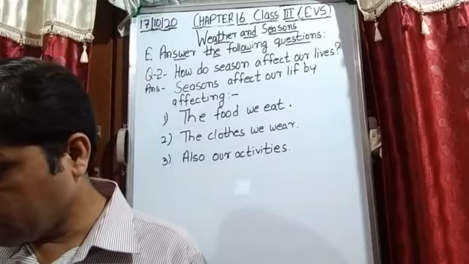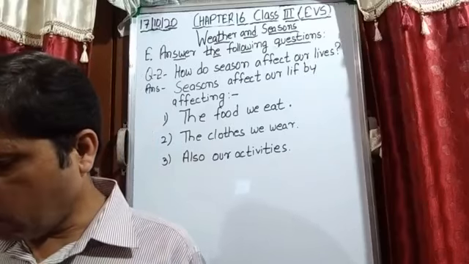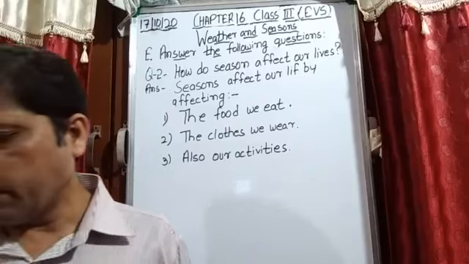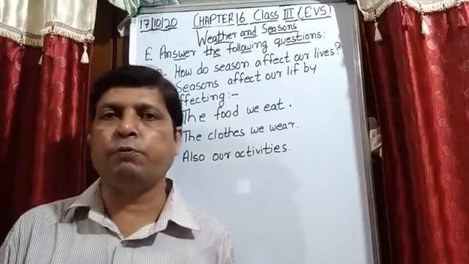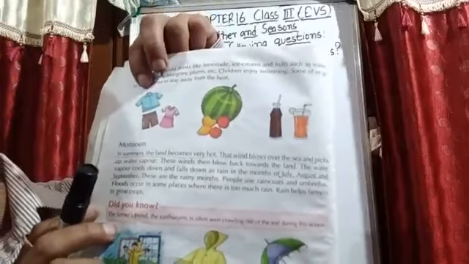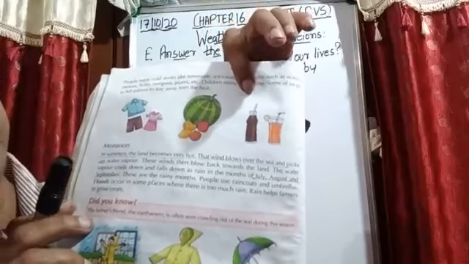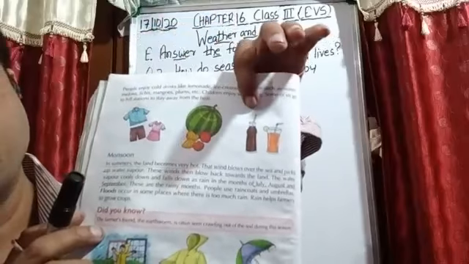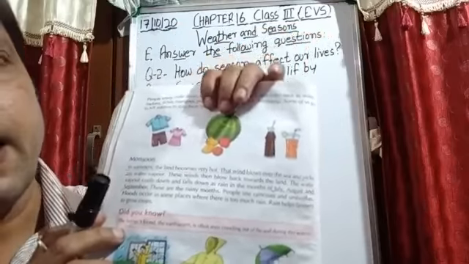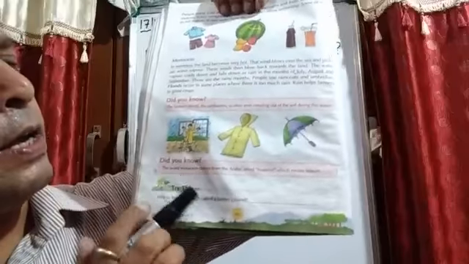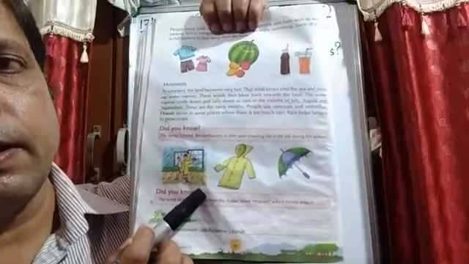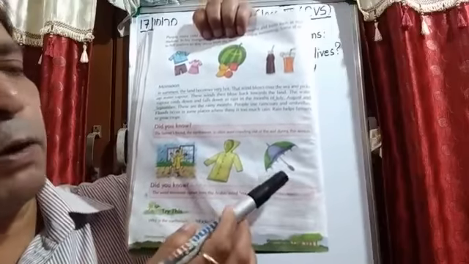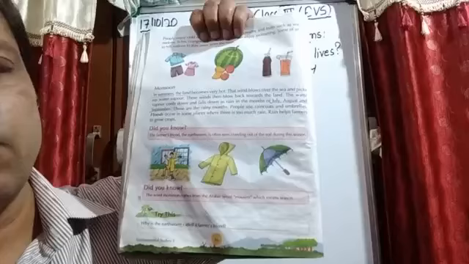Now see students, on page number 86, a picture diagram is given of the clothes, which type of clothes we wear in summer, what type of fruits we eat, and what type of cold drinks we drink in summer season. So students, please draw this diagram in your classwork copy. Okay, and after that, see, there is one more diagram given. This is of a rainy season. So what is the boy wearing at the time of rain, a raincoat, and what we use in rainy season, that is an umbrella also. Is it clear?